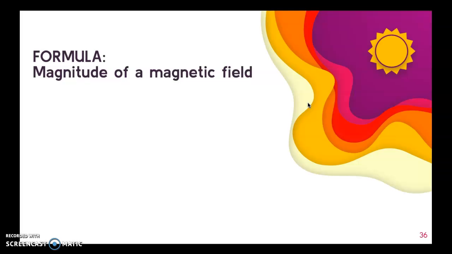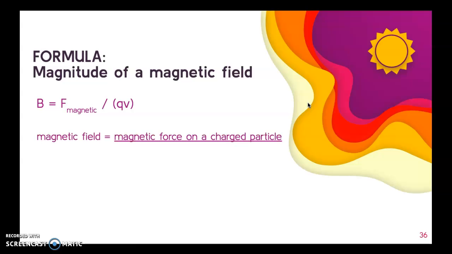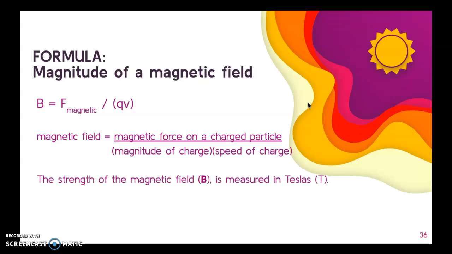This is hairy looking because of all the different letters, but it's not that complicated. B equals F sub magnetic, the magnetic force, divided by Q times V. So here's what that means. B, as you remember, or hope you remember, is the magnetic field. And the magnetic field equals the F sub magnetic, which is the magnetic force on a charged particle, divided by the magnitude of the charge, that's Q, times the speed of the charge.